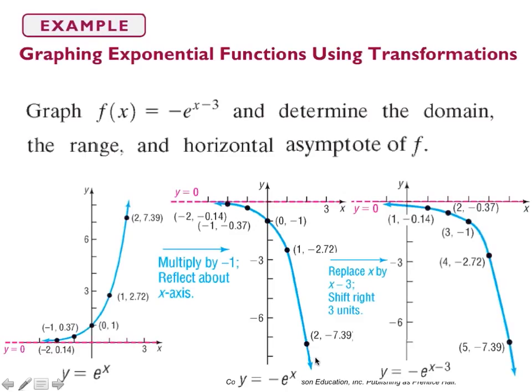So we end up with something like this. And then if you recall that minus 3, that's actually kind of inside of our function. So that's going to move it either left or right. And if you recall, when we have a minus 3, that actually moves it to the right. So we shift to the right 3. So it looks something like this.